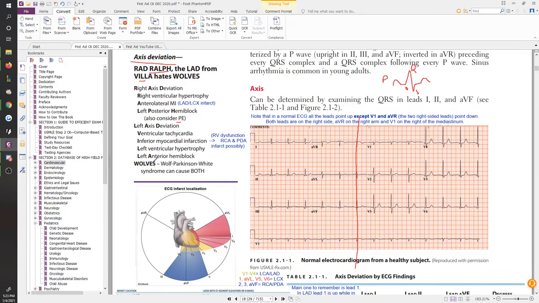Wolff-Parkinson-White syndrome can cause either one. So if you're evaluating a patient for Wolff-Parkinson-White syndrome, right axis deviation or left axis deviation would not help you make the diagnosis, because neither of those things is really specific to Wolff-Parkinson-White at all. A patient with right axis deviation might come in and you might see the right axis deviation, but you won't know for sure what they have.